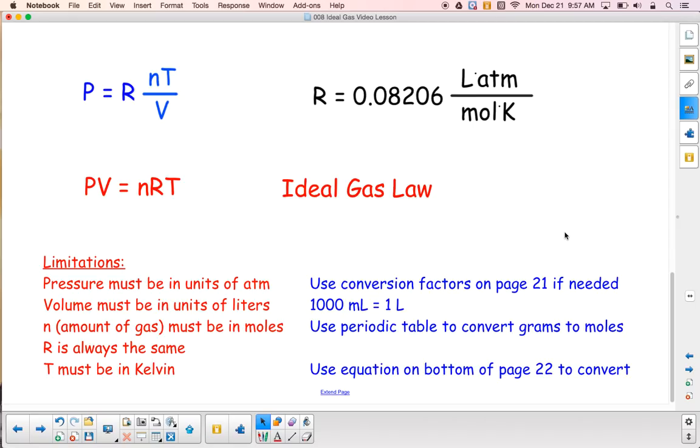N, or the number of moles of gas or the amount of gas, is going to have to be expressed in moles. You might have to use your periodic table to convert grams to moles. R is the ideal gas constant. By nature of being a constant, it's always going to be the same, with a value of 0.08206 liter atmospheres per mole Kelvin. And temperature must be in Kelvin. You will have to use the equation at the bottom of page 22 to convert from Celsius to Kelvin.